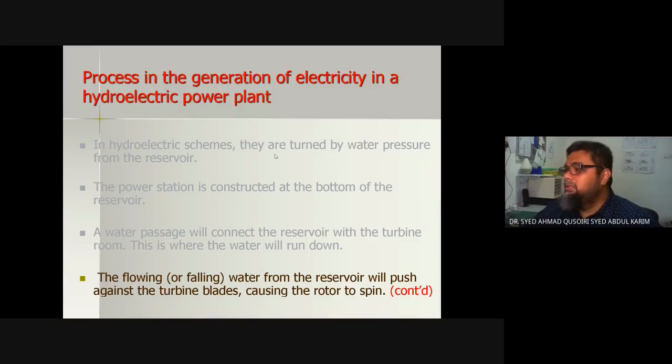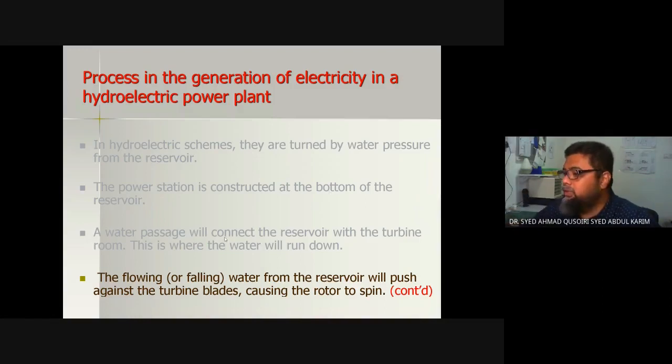So it's mentioned here that the water pressure will come from the reservoir and then the power station is constructed at the bottom. Of course, for a hydroelectric power plant, how can the power station be at the top? The power station must be at the bottom, right? If it were at the top, where would the water go?